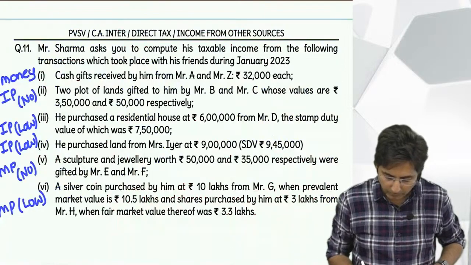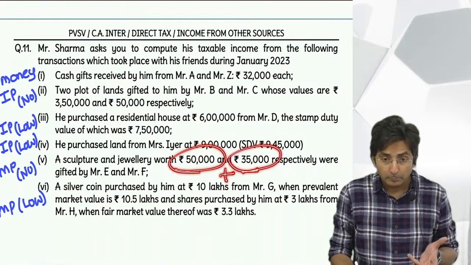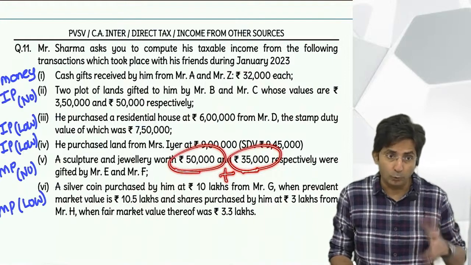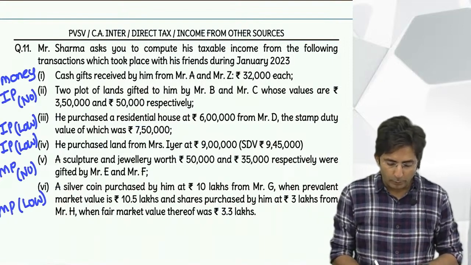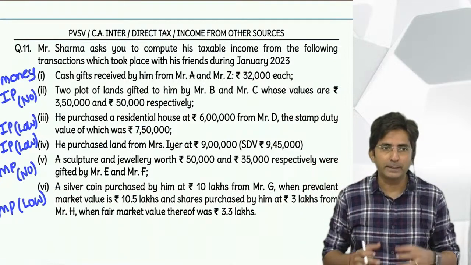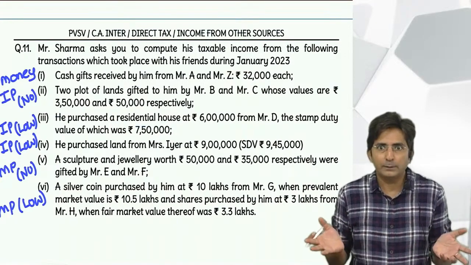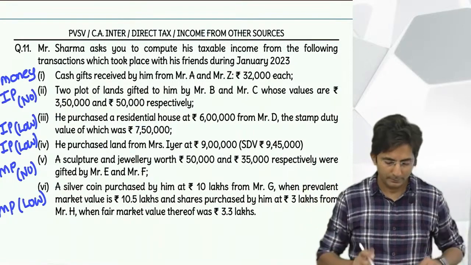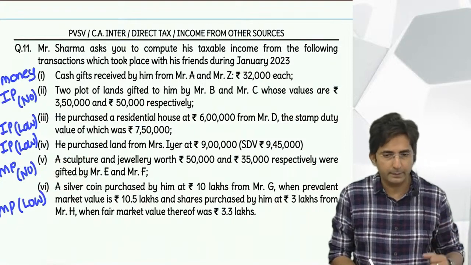So tell me now what to do. This you will combine, so combine and see how much it is. 50 plus 35, it is 85. It has crossed 50,000. Taxable. Fully taxable. Full 85. Tell me, how will you write? If it is low price, you can write purchase of. If it is free, gift. There are two things only, either no price or low price. No price you can write gift of, and if it is low price, purchase of. So here it is no price, so write gift of sculpture and jewelry.